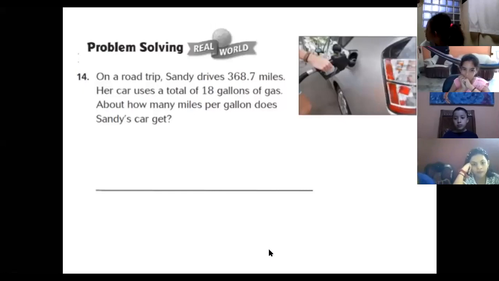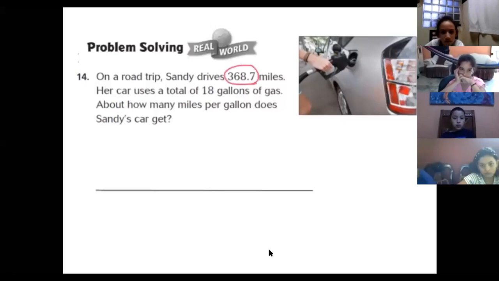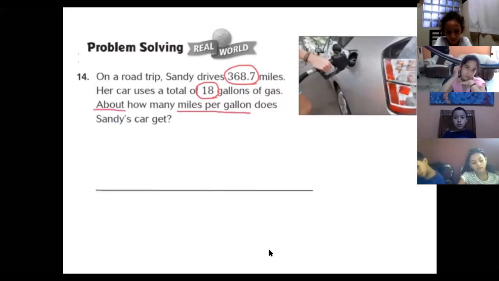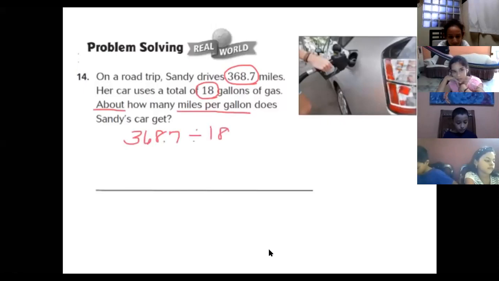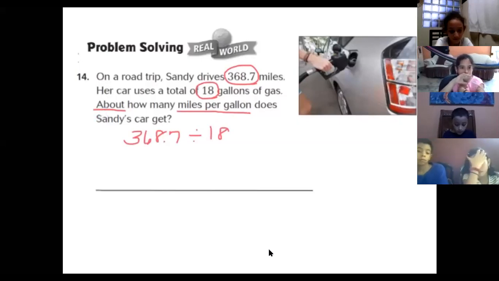So here's what we know we have. We know that Sandy drives 368 and 7 tenths miles, and her car uses a total of 18 gallons of gas. It says about how many miles per gallon does Sandy's car get? So our problem becomes 368 and 7 tenths divided by the 18 gallons of gas, because they want to know, once again, about how many miles per gallon does Sandy's car get. Now, because they use the word about, we know that we're also going to need to estimate the quotient.